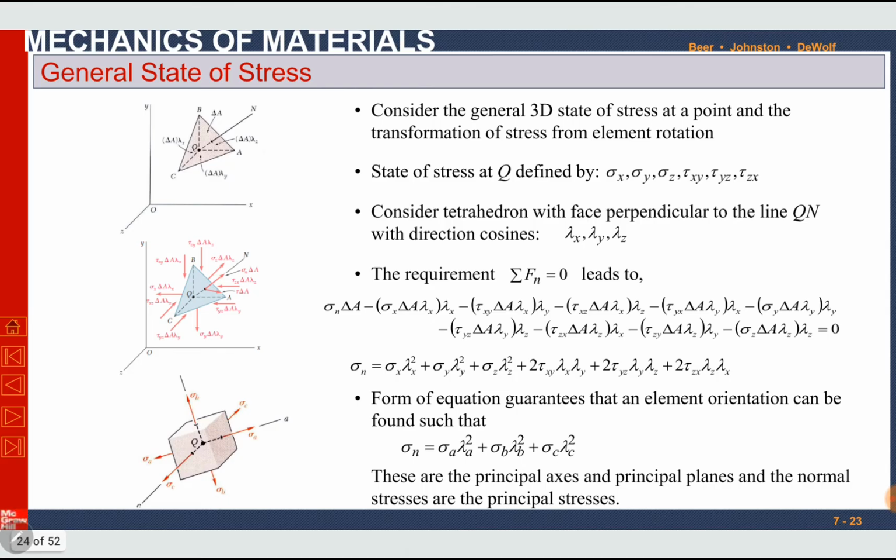Next is the general state of stress in 3 dimensions. In 3 dimensions, you can calculate transformation formulas using a similar method to the one we used for 2 dimensions, but now we have 3 dimensions, so you have to draw 3 components of every force. And you can also use direction cosines here: lambda x, lambda y and lambda z. Lambda x is the cosine of the angle with the x-axis, lambda y is the cosine of the angle with the y-axis, and lambda z is the cosine of the angle of any force with the z-axis.